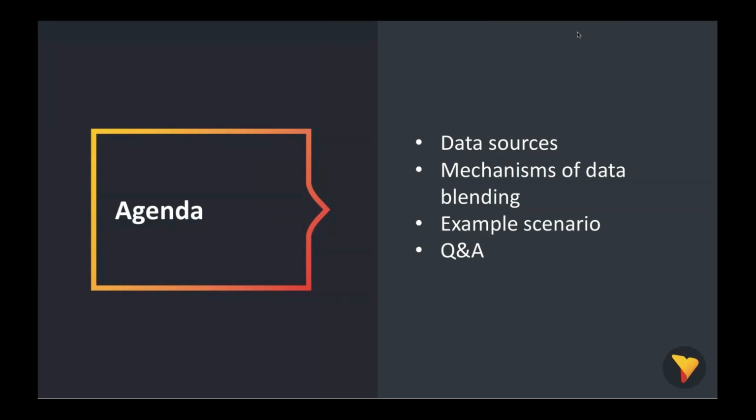So the agenda for today is the following. First, we're going to look into the data sources available for connecting in Yellowfin. So we have the default data sources and we have some additional third-party connectors. We're going to look into the mechanisms of doing data blending that are available to us, and then we'll deep dive into an example scenario, which Rob will walk us through, leaving finally at the end some time for questions.